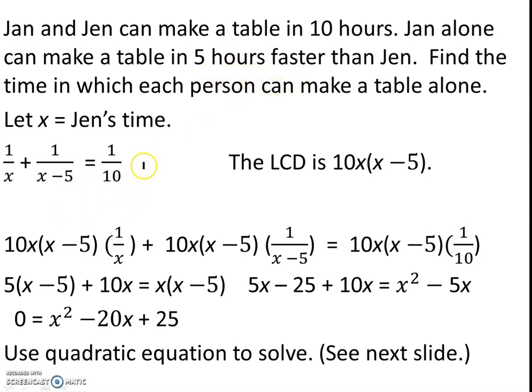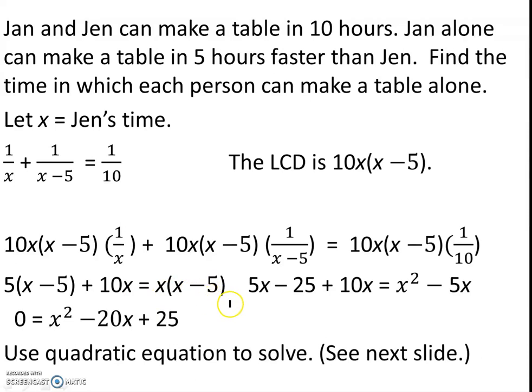And that always equals 1 over 10. Well, the LCD of our formula over here is 10x times the quantity x minus 5. And when we take that times each term in our equation, we end up with 5 times the quantity x minus 5 plus 10x equaling x times x minus 5.